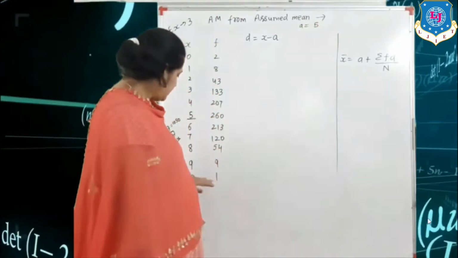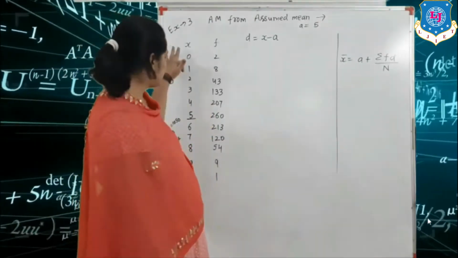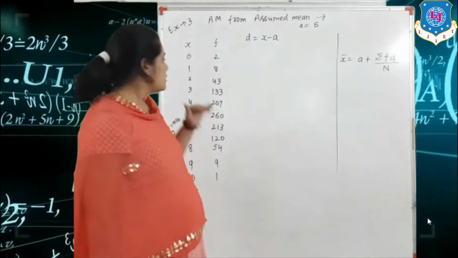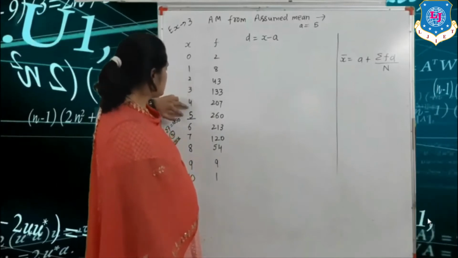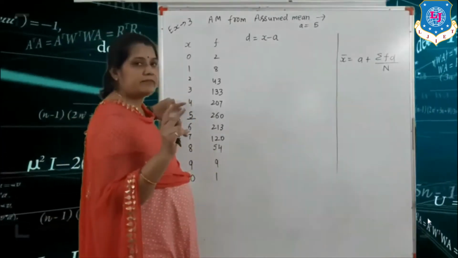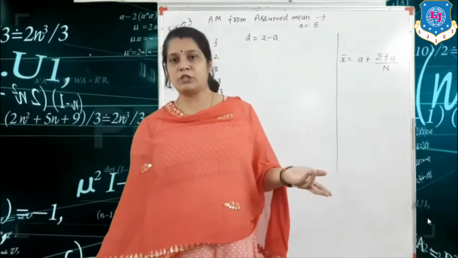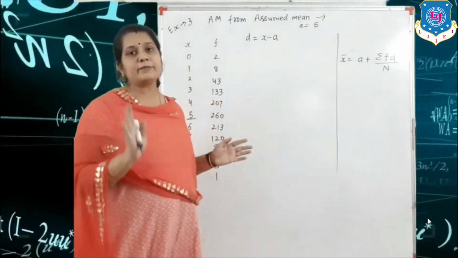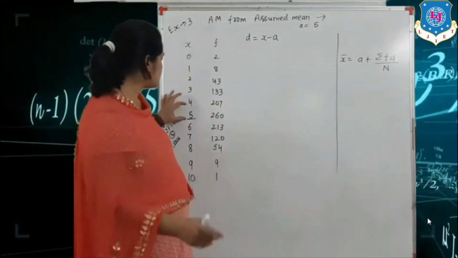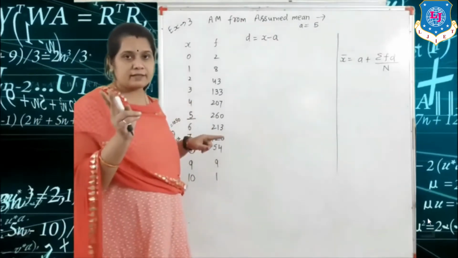For example, if the last term is not included in this question, then the total number of terms is 10. Got it? So in the middle we have two values, 4 and 5. So you consider a is equal to 4 or a is equal to 5. Both are correct. But what is the correct process? Both 4 and 5 are middle values.